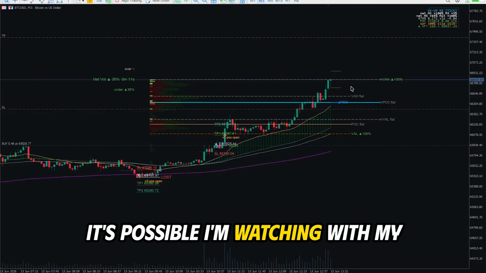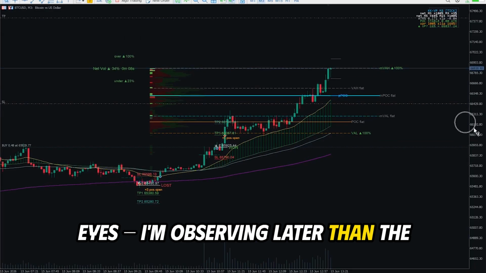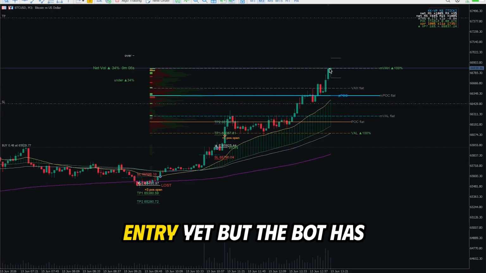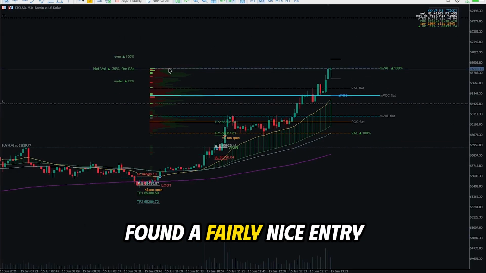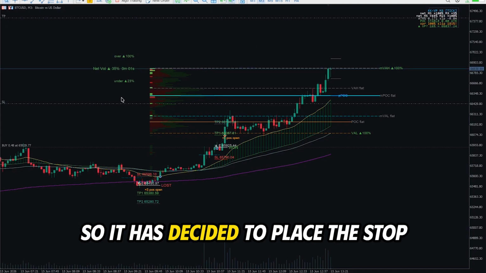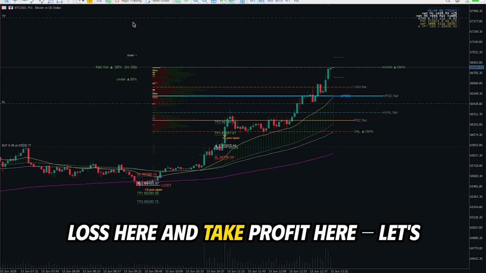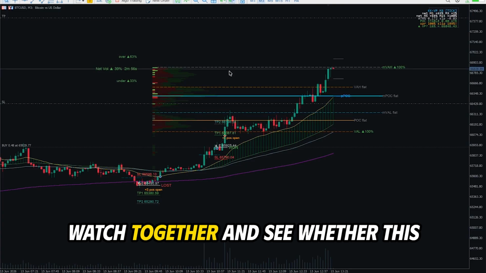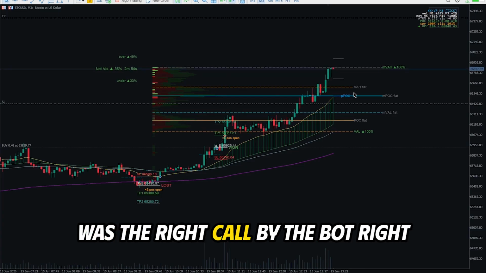It's possible I'm watching with my eyes and observing later than the bot, so I haven't spotted a clear entry yet. The bot found a fairly nice entry, so it has decided to place the stop loss here and take profit here. Let's watch together and see whether this was the right call.